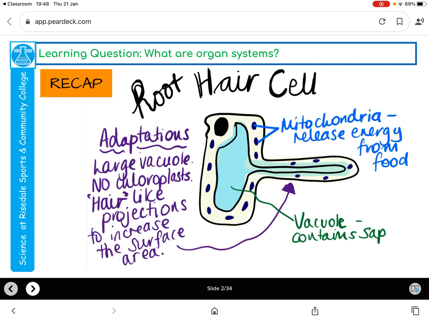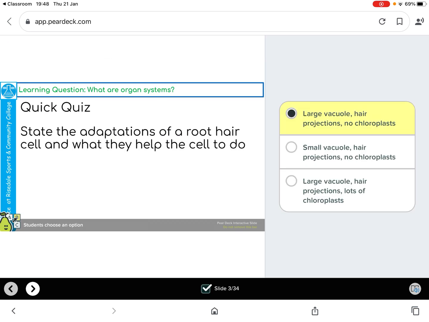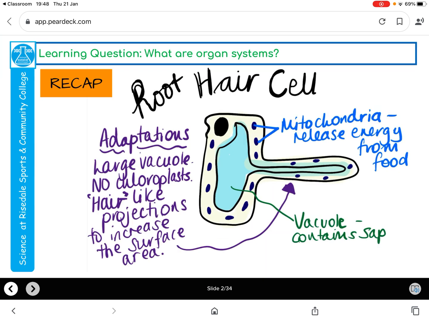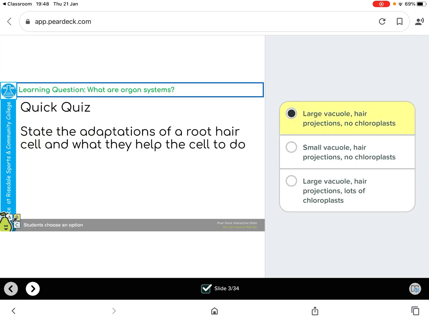And it has no chloroplasts. So it is missing the chloroplasts, and that is because roots are underground, there's no light, so there's no chance of them carrying out photosynthesis. Now, the next few questions were based on this picture. But what's brilliant about this app that we're using is that you can go back. So if you see a question and you don't know the answer, you can flick back to the picture and double check before you choose your answer.